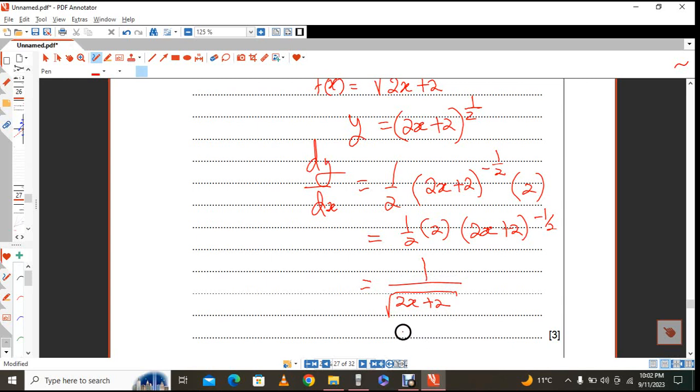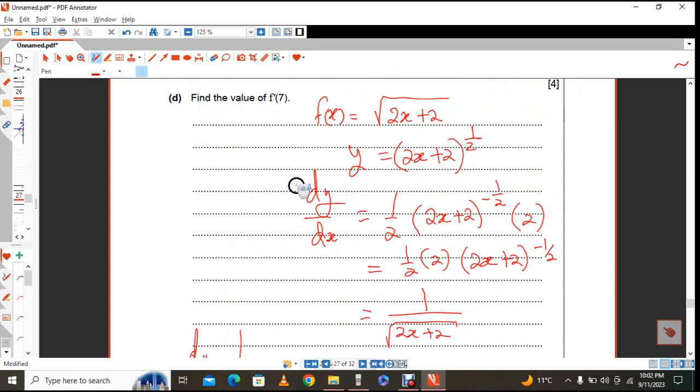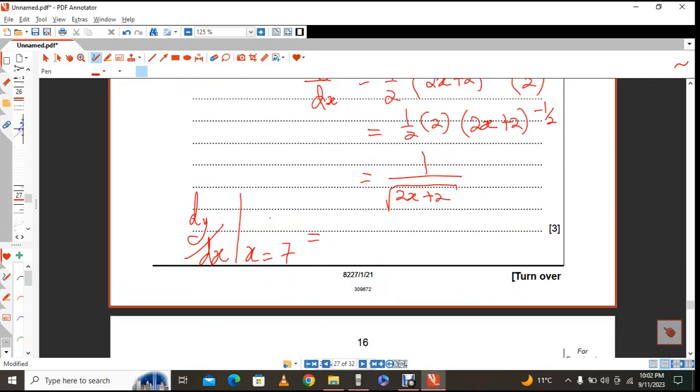Right, so what does it imply? It implies that dy/dx when x is equal to 7, because they want us to input for f of 7, that is the derivative at 7, is nothing but 1 upon the root. This is obviously where you're going to have the 7. This is going to be 2 times 7, which is 14, plus 2 is 16. So 1 over the square root of 16, which is nothing but 1 over 4.